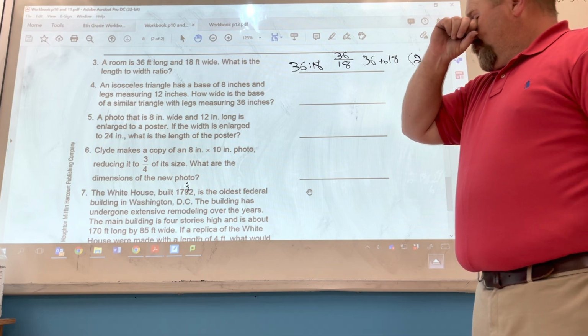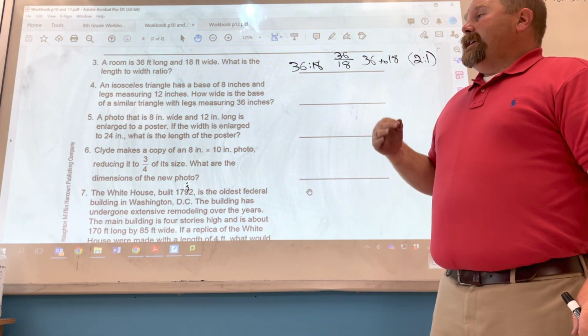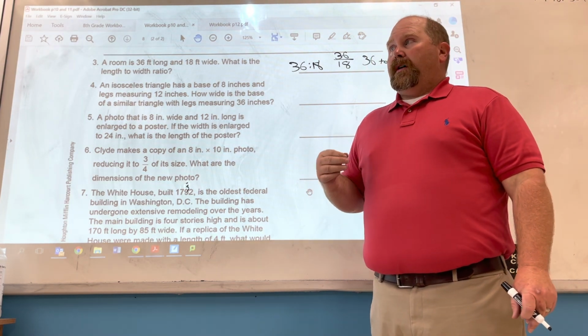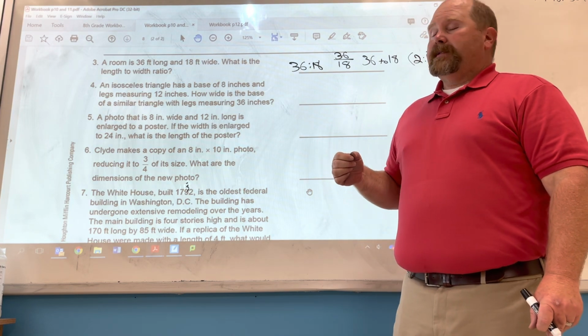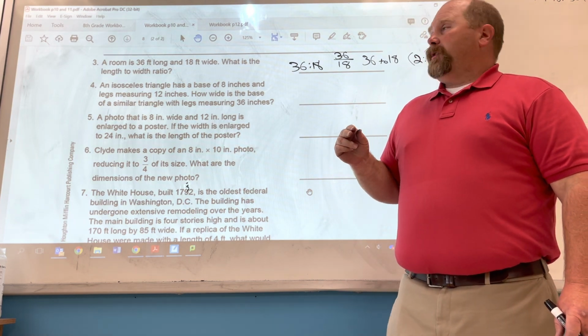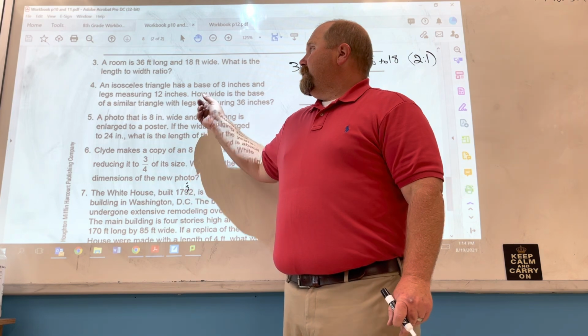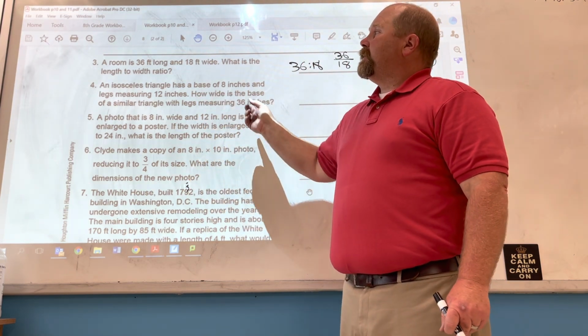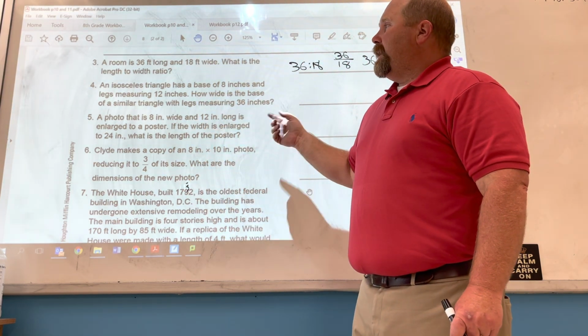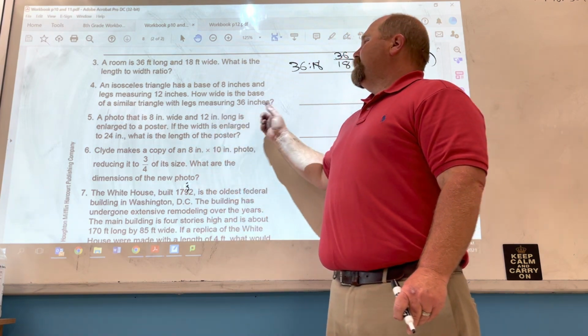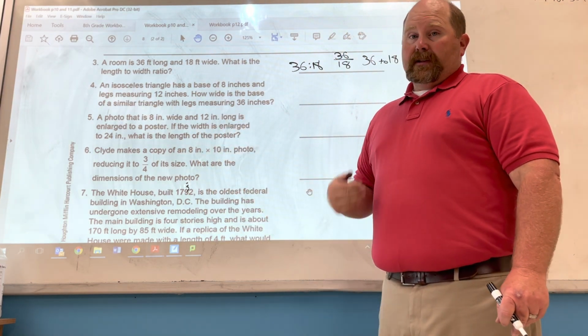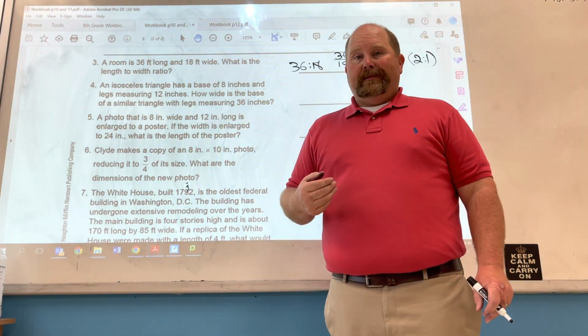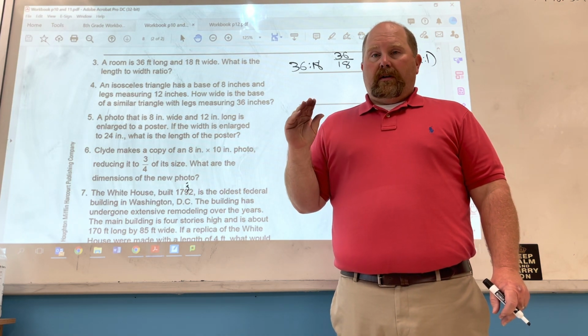Number 4 is where we start to draw a little bit. Please, please, please draw to help yourself, because if I read this, it's going to sound like that old Charlie Brown. So listen to this. An isosceles triangle has a base of 8 inches and legs measuring 12 inches. How wide is the base of a similar triangle with legs measuring 36 inches? And then we could just have a staring contest, because it sounds like wah, wah, wah, wah, wah, okay?